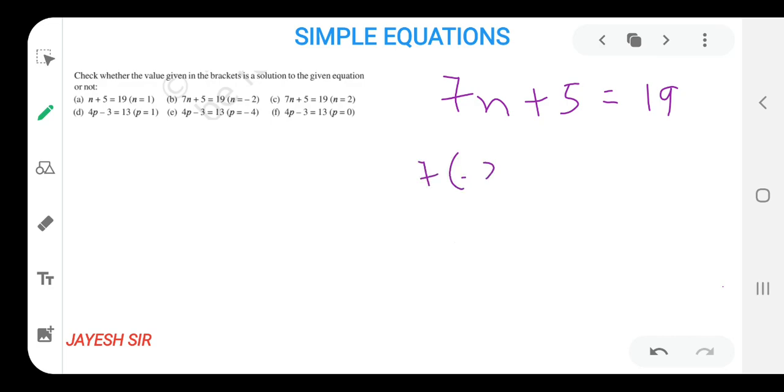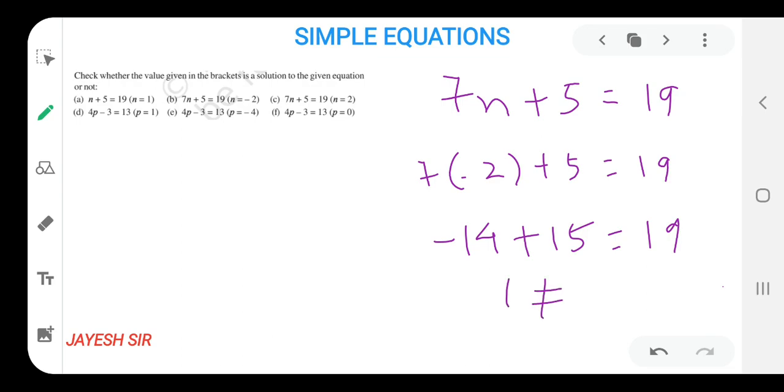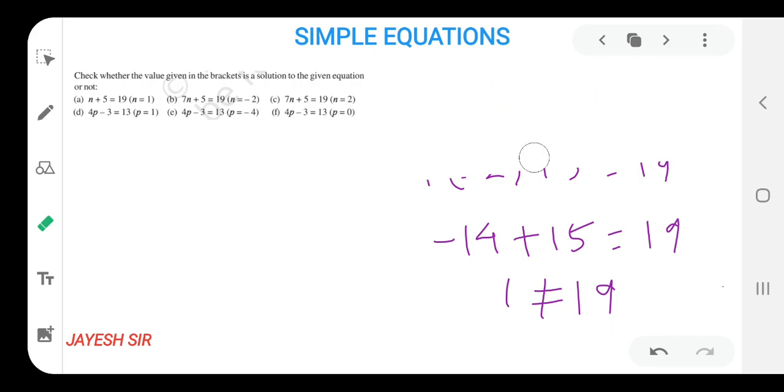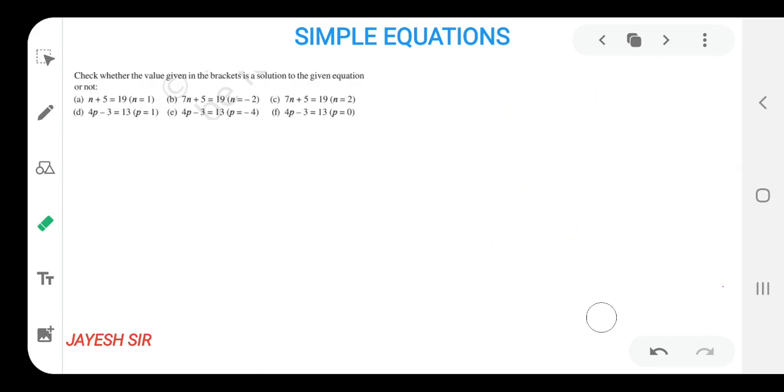So I am putting the value of n as minus 2: 7 times minus 2 plus 5 equals 19. Now 7 twos are 14, so minus 14 plus 5 is equal to 19. That means minus 14 plus 5 is minus 9, which is not equal to 19. So the value n equals minus 2 also does not satisfy and does not form the equation. So let us begin with the next sum, that is the third sum for the day of this type. The third sum would be 7n plus 5 equals 19.